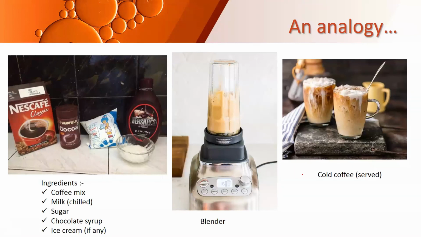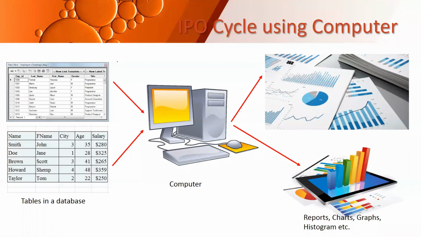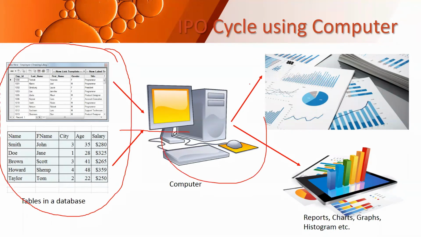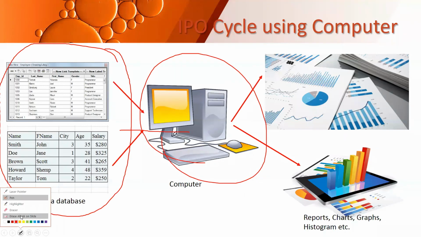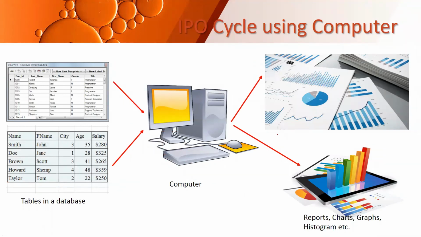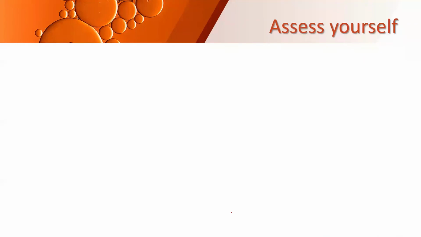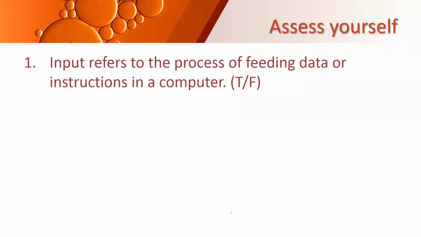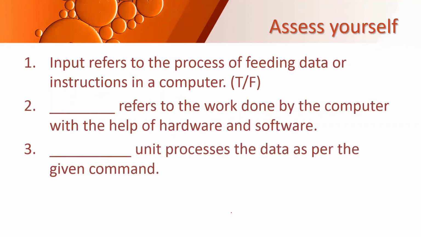So this is an analogy talking about a computer. Tables in a database, they are the input. Give the input to the computer, computer processes them, and finally what you get is the processed data in the form of reports, charts, graphs, histograms, and all. Understood? So this is the IPO cycle, that is input process output cycle of the computer. We'll quickly do a short assessment over here, students. Tell me, input refers to the process of feeding data or instructions in a computer. What will be the answer?